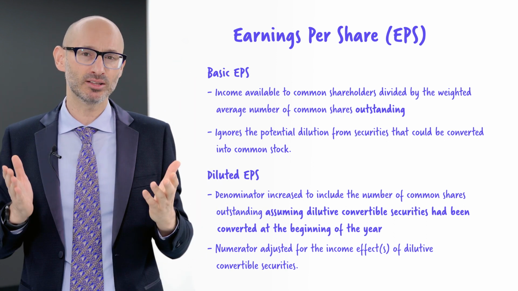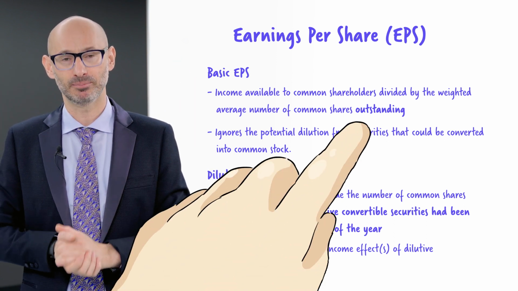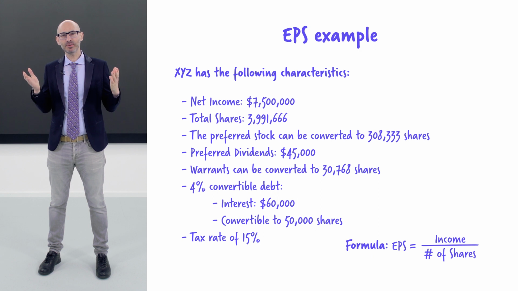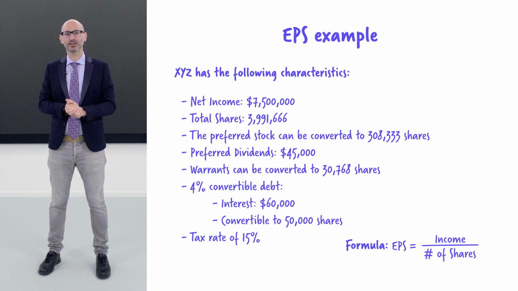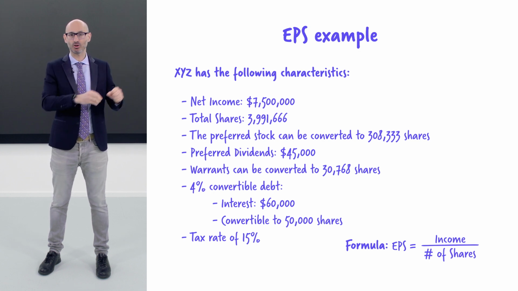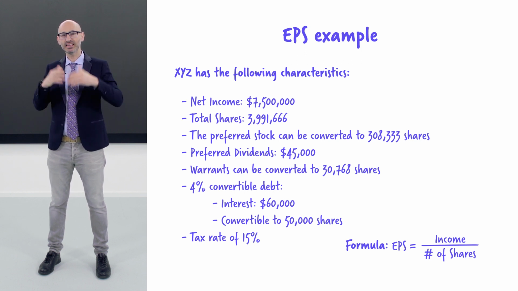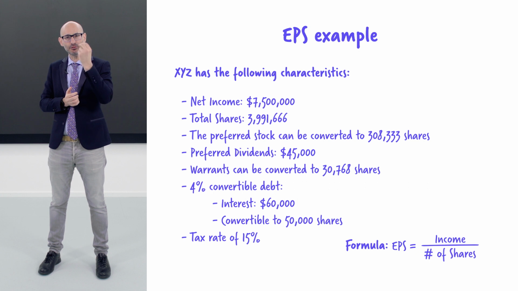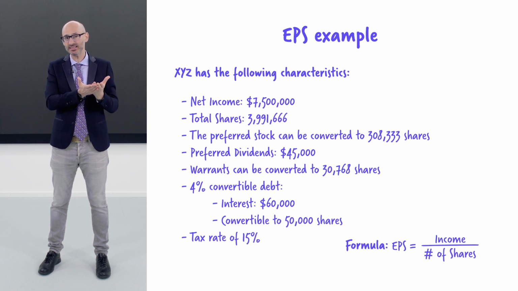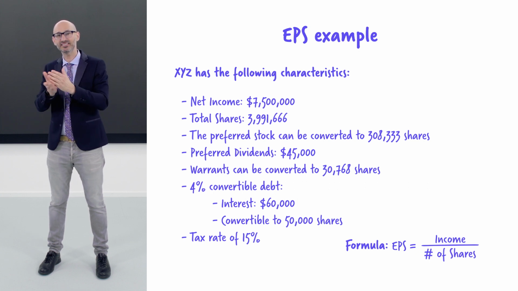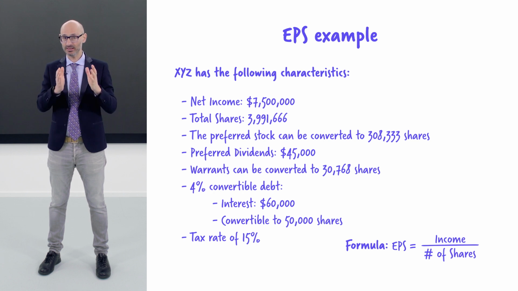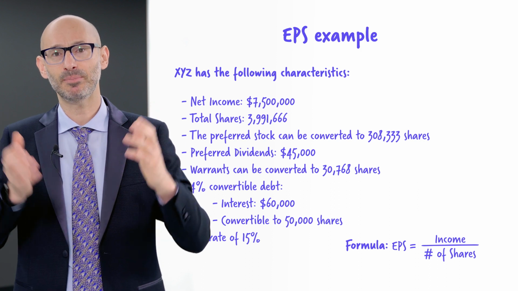The easiest way to understand is to make an example. Assume a company has the following information about earnings, shares, and potential dilutions. They have preferred stock, warrants, convertible debt. Given this information, take a few minutes to calculate both the basic EPS and diluted EPS. Think and solve. First, the basic EPS.